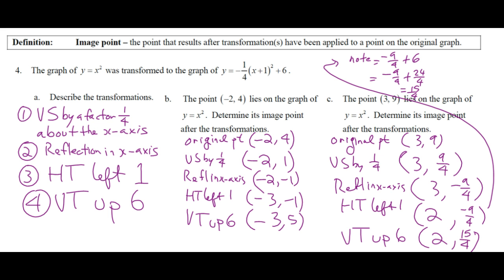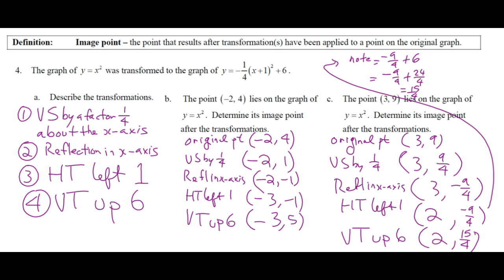Okay, so -9 quarters plus 6 is -9 quarters plus 24 quarters is 15 quarters, which is $3.75. Wait, what? 15 quarters, $3.75. Okay. No decimals though, right? We like fractions. We don't like decimals. Unless it's numeric response and it says rounded to the nearest whatever, then we're okay with decimals.